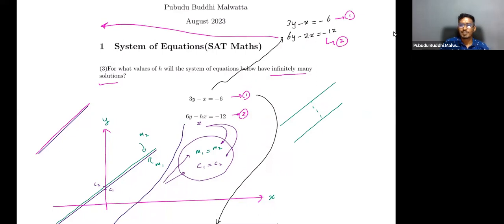Let me divide both sides of the second equation by 2 to give you an idea about this process. Let me divide 2 by 2. So that is 3y minus x equals minus 2. That is basically the first equation, right? Essentially, we are talking about the same line. Equation 1 and equation 2 both represent the same line. That's why we got infinitely many solutions, right?